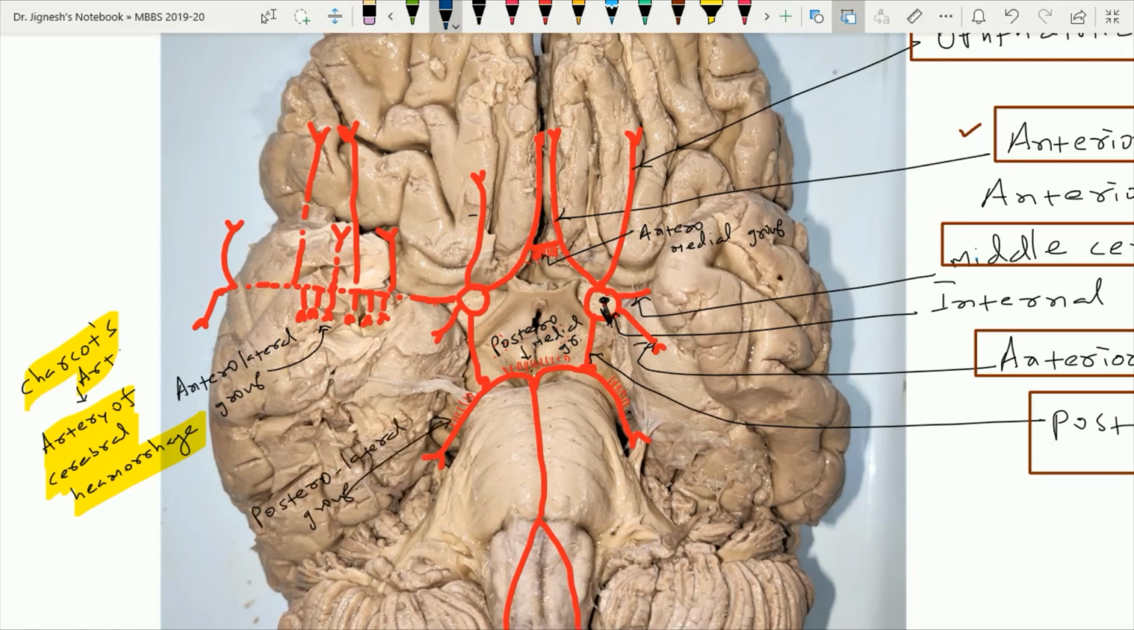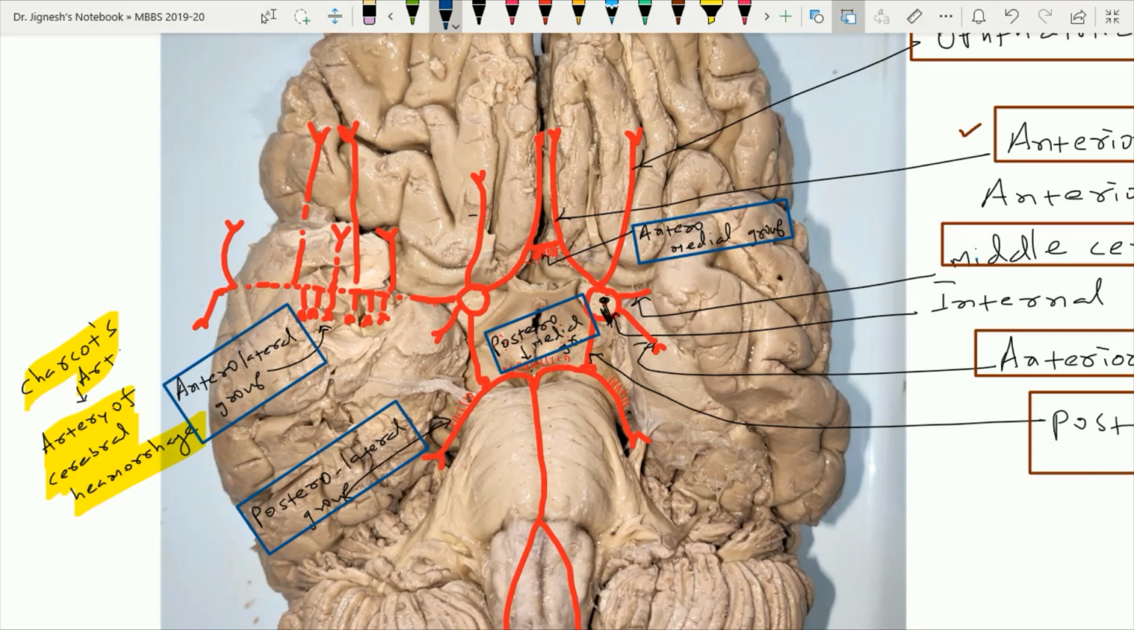So there are four types of central branches: the anteromedial group, anterolateral group, posteromedial group and the posterolateral group. And the third pattern of arteries which supply the cerebrum is the choroidal branches, and we have already discussed the anterior choroidal artery and posterior choroidal artery.